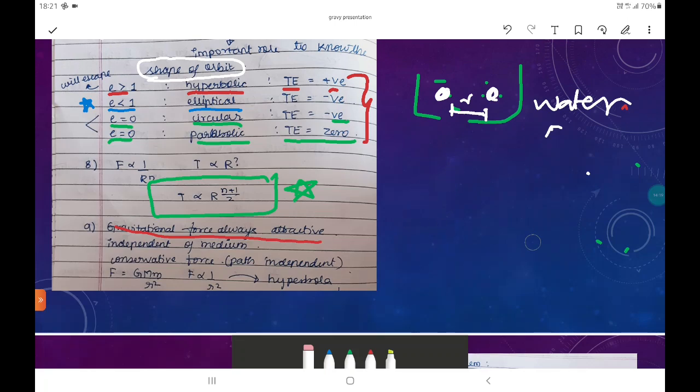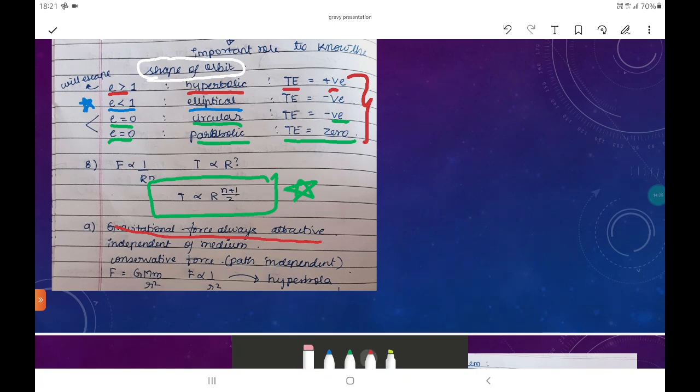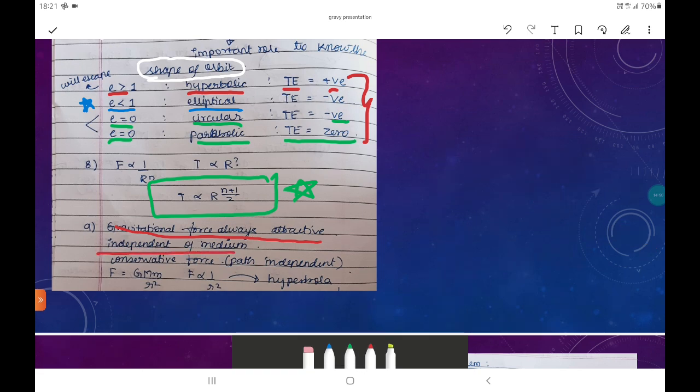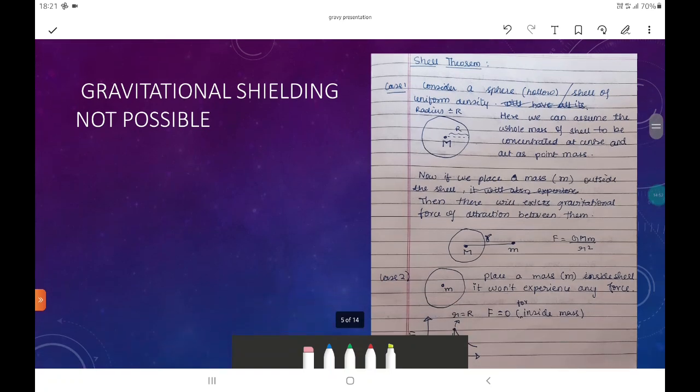Only if the mass was changed, or the distance between them was changed, will your gravitational force change, because it all depends upon the formula. The formula says F is equal to G M upon R square. G is constant. So only if the masses or the distance change, the force will change. But if these are not changing and only the medium is changing, the force won't change. It is independent of medium. Okay, I hope you understand that very well.